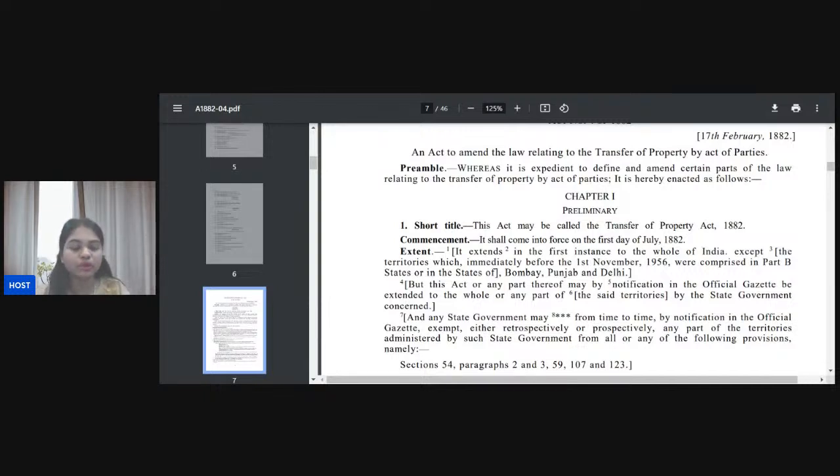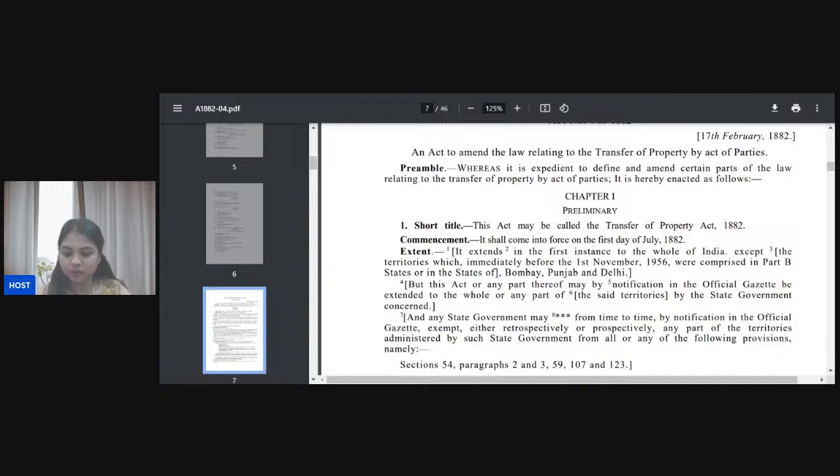Also, it is not covering any transfer which operates by operation of law or through a will. So it is not exhaustive relating to all kinds of transfer, and it deals mainly with transfer of immovable properties. That is the first thing. It is not exhaustive. Transfer by operation of law is not included here. We have transfer mainly of immovable properties, right?